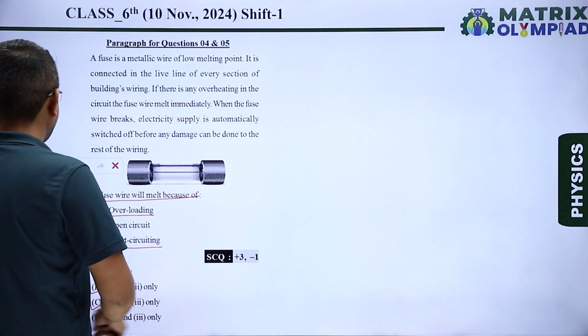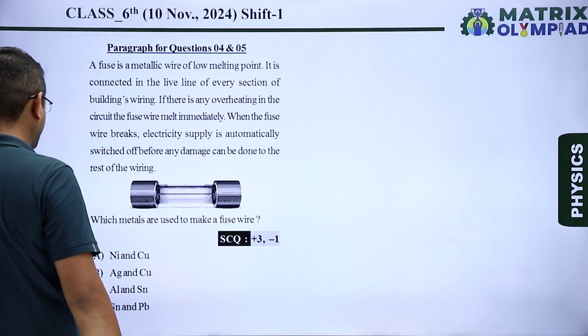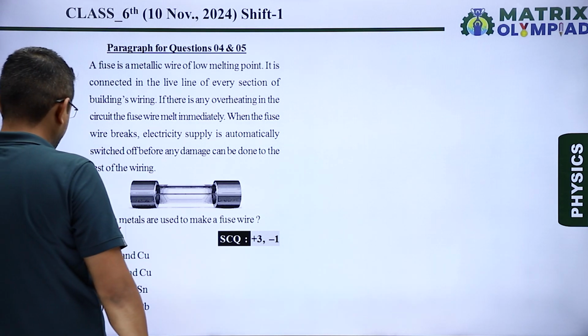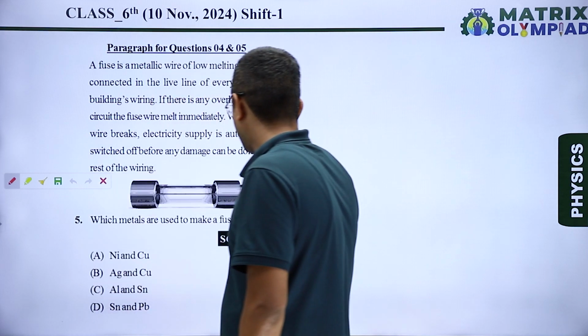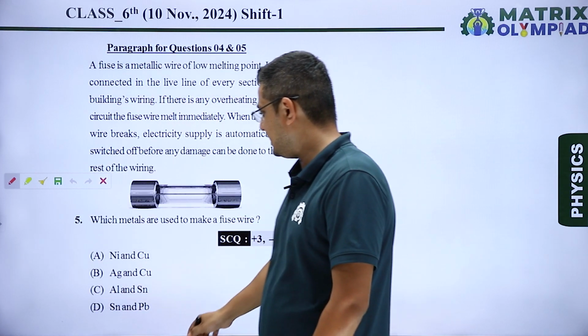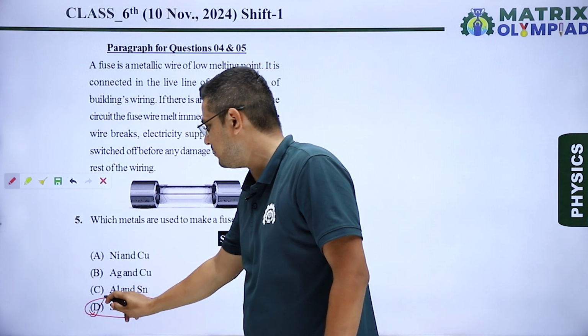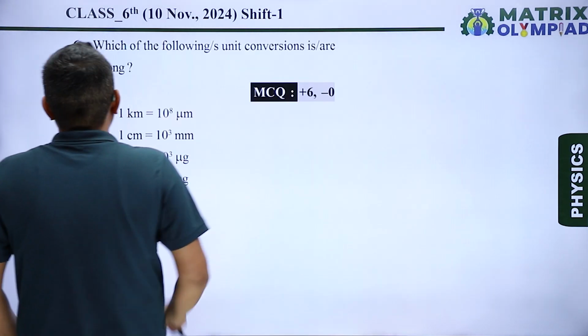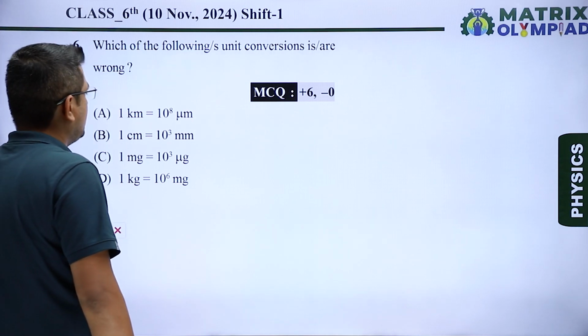Okay. Next question, question number 5, based on the same paragraph, and in this it is asked which metals are used to make a fuse wire. As we know that tin and lead are used to make fuse wire. So option D is our correct answer. Next question number 6. Question number 6 and 7 may have more than one correct answer.